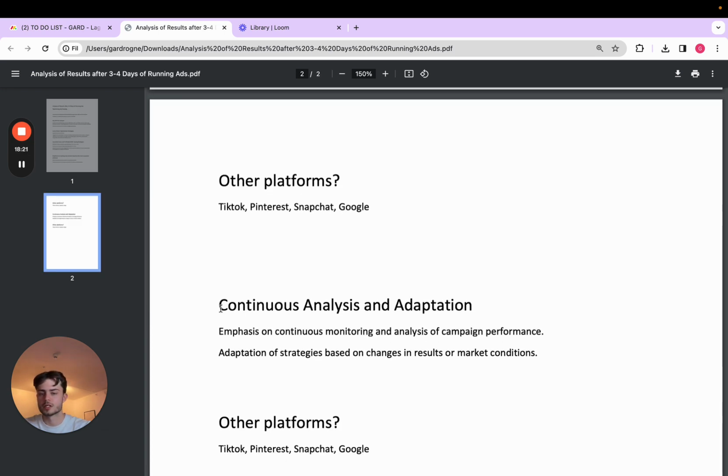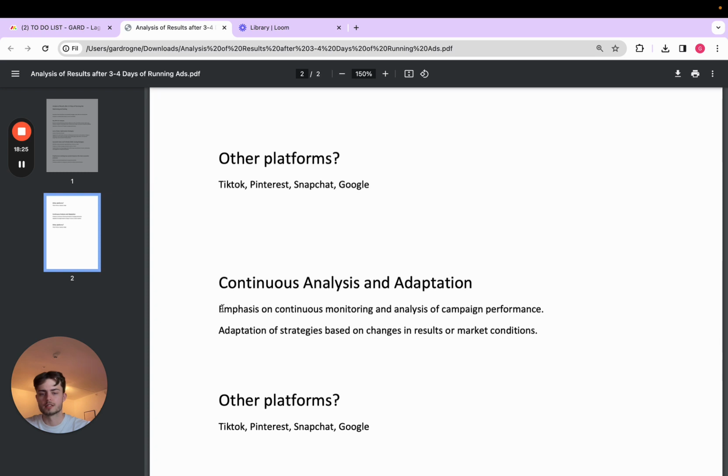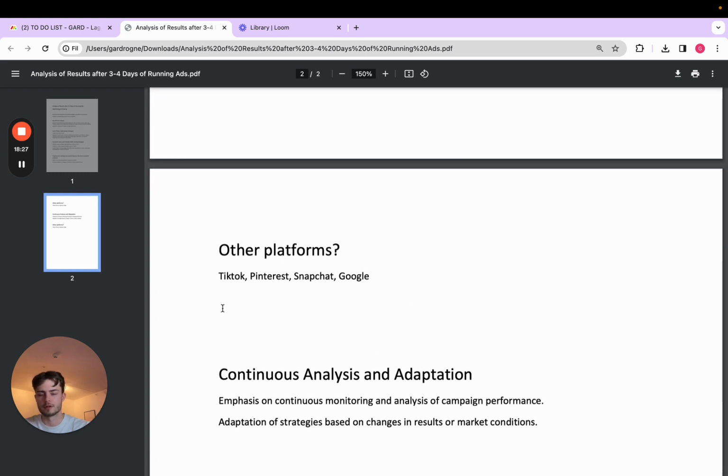And then again, continuous analysis. Always look for other things you can do, things you can test, new angles, and look at the results, what got you there. That's kind of the way we run it.